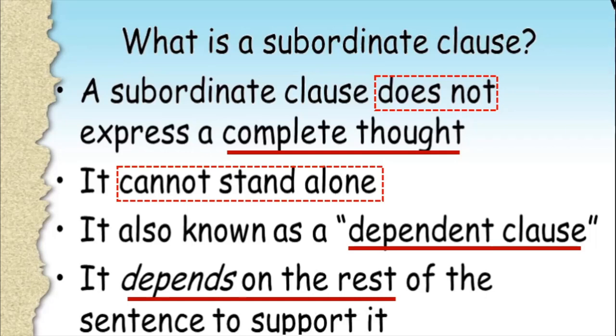Okay, so this is the meaning, and you can say definition, and all the points concerned with subordinate clauses. A subordinate clause does not express a complete thought. It cannot stand alone, and it is also known as the dependent clause, and it depends on the rest of the sentence to support it. Okay, so these are the points related to a subordinate clause.